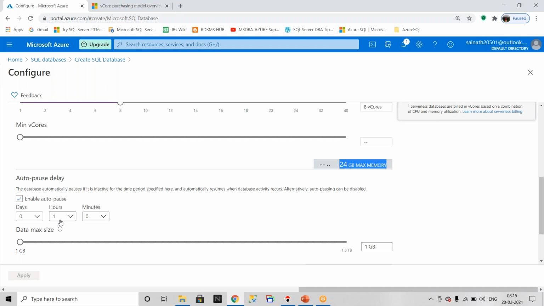But here, whoever triggers it first time may notice the performance, right? They may notice it because the resource needs to be allocated to your database. Yes or no? Yes. First time, whoever triggers, you may see some performance delays. Getting it? Not getting it? When you go for serverless?